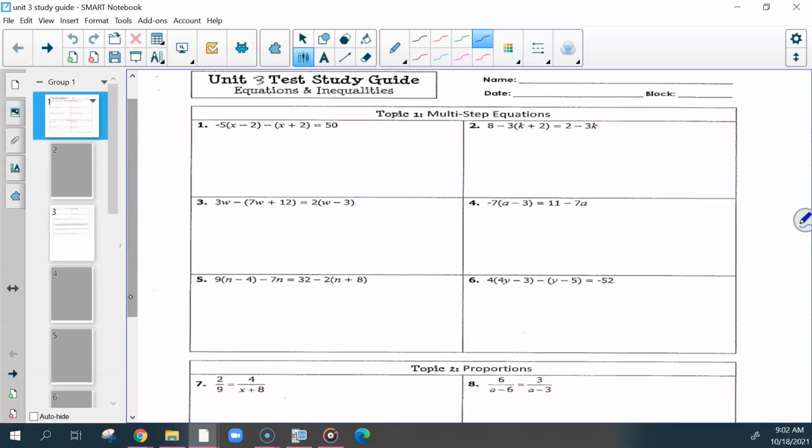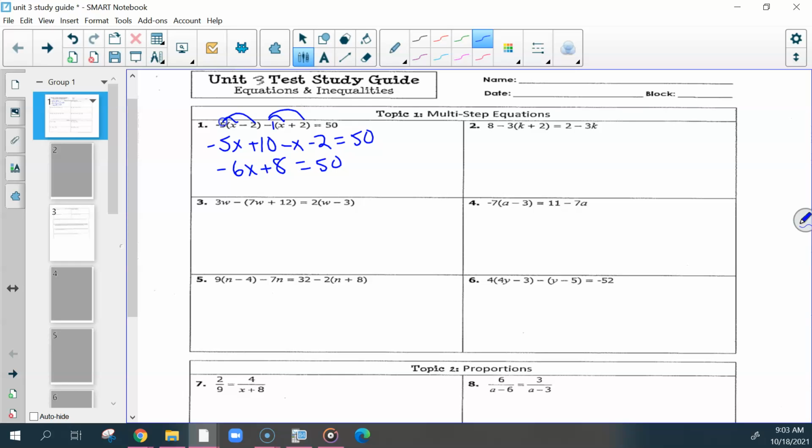Okay, so for number 1, we would need to distribute. Remember that this is really -1 that we're distributing. So this would become -5x plus 10 minus x minus 2. I could combine my like terms. -5x minus x would give me -6x. 10 minus 2 would give me a +8.